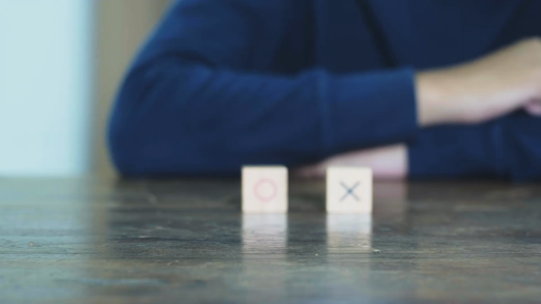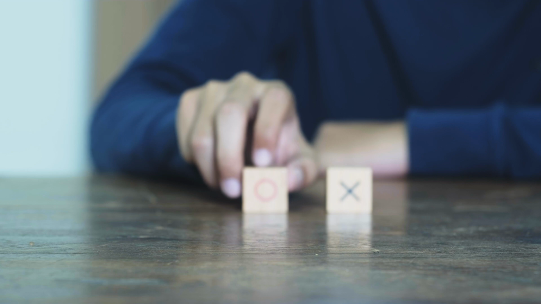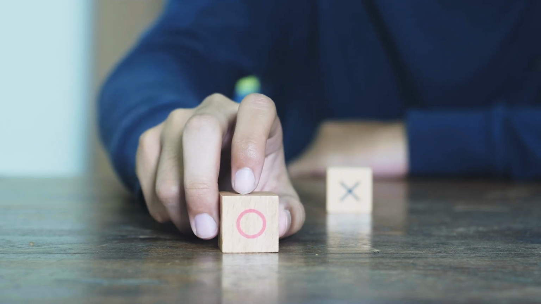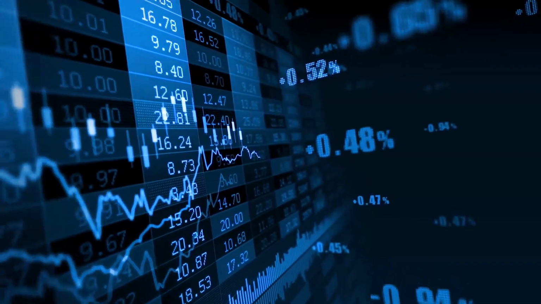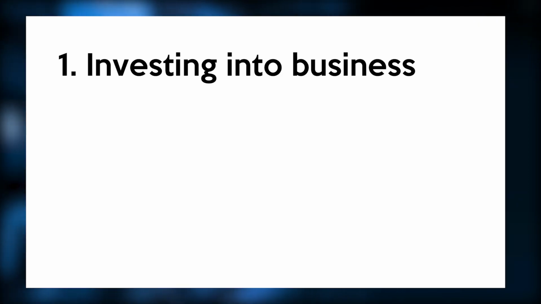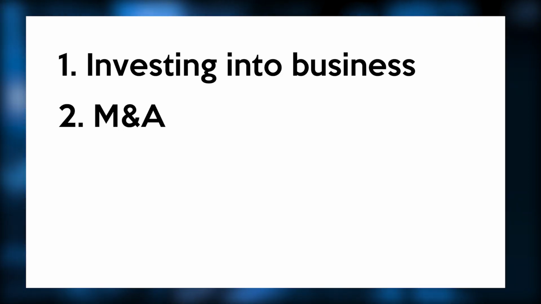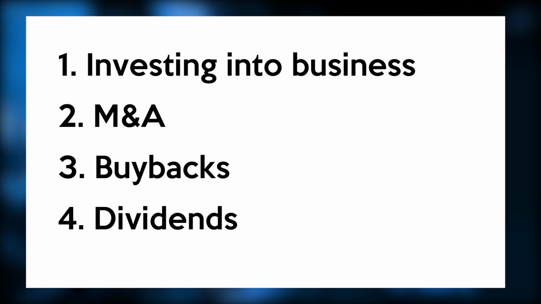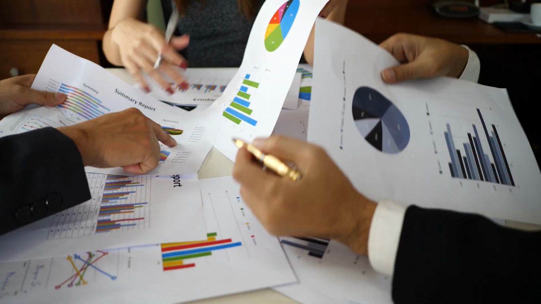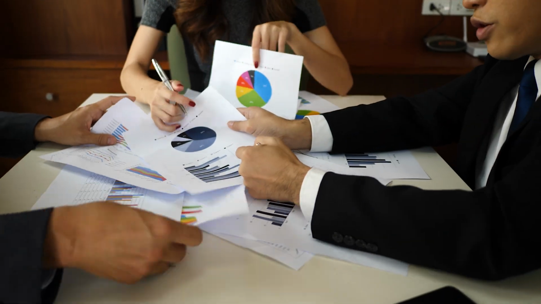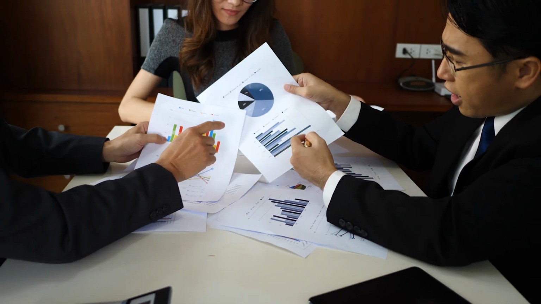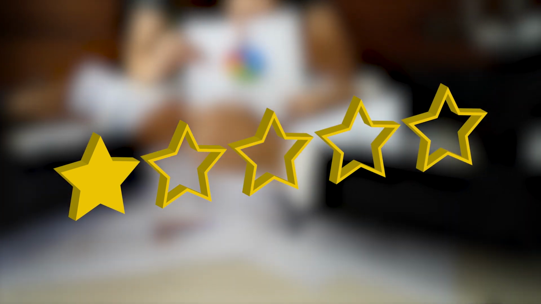Put simply, capital allocation is the process of evaluating different investment opportunities to achieve the highest return on invested capital, therefore also the highest return for shareholders. For public companies, there are 4 ways to allocate capital. First, investing in the business. Second, M&A. Third, buybacks. And fourth, dividends. Each of these options has its own advantages and disadvantages, and the decision on how to allocate capital needs to be evaluated on an ongoing basis. So let's go through these options one by one and see under which circumstances they should be utilized.